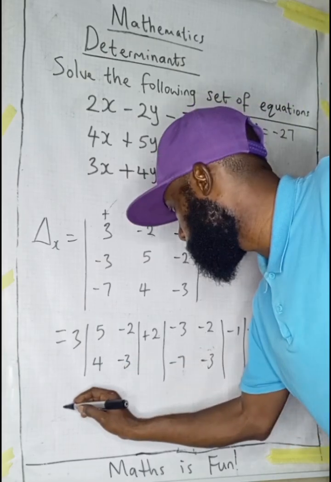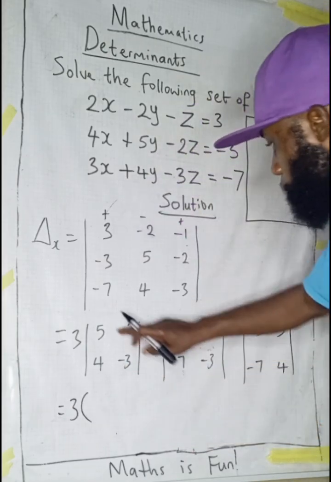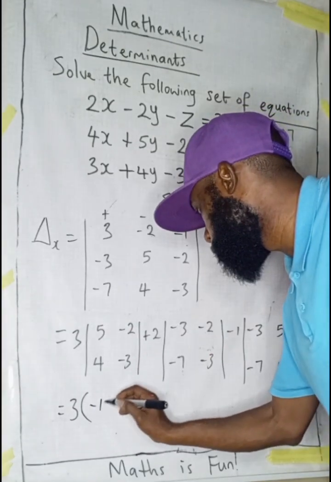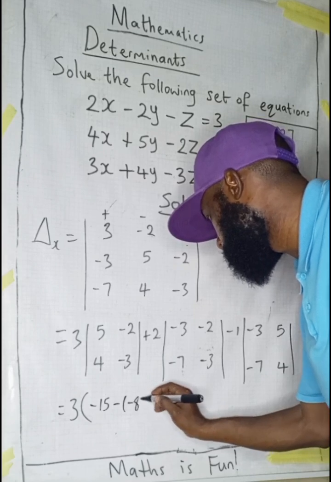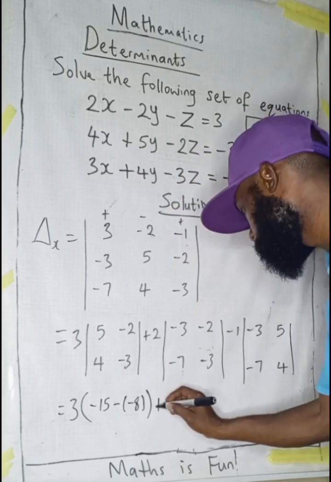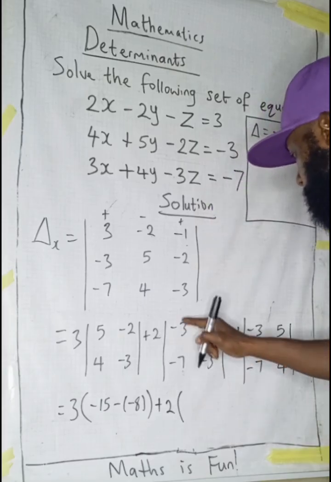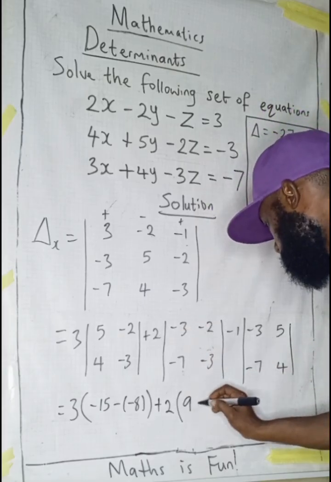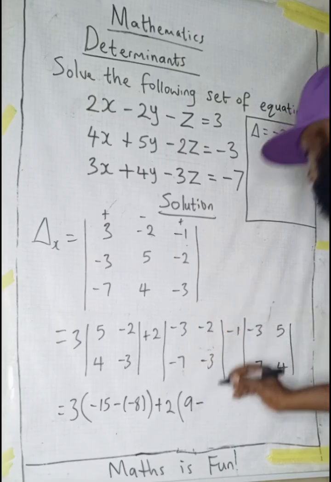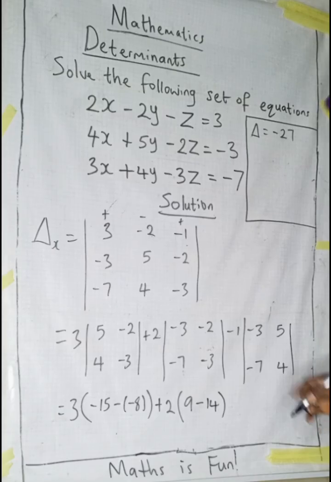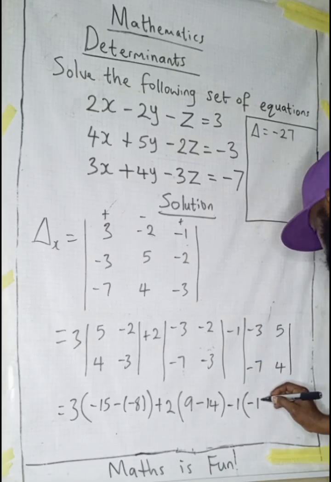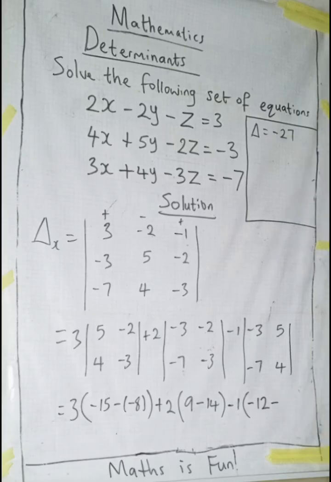So let's play. We have 3 here. Multiply here, you have minus 15. Minus, multiply here, you have minus 8. Plus 2. Multiply here, you have 9. Minus, multiply here, you have 14. Right? Then minus 1. Multiply here, you have minus 12. Minus, multiply here, you have minus 35.